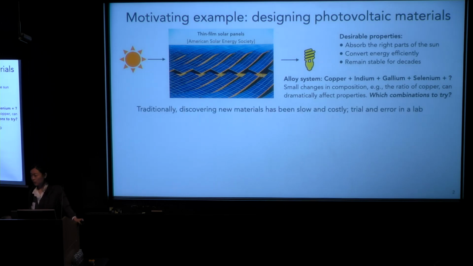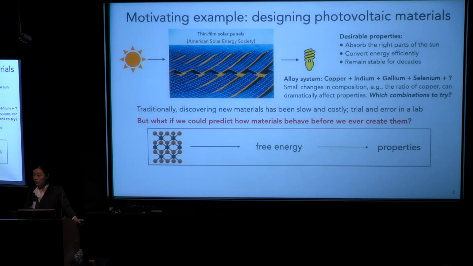Traditionally, discovering new materials has been slow and costly, relying on a lot of trial and error in a lab. But what if we could predict how materials behave before we ever create them? There's a huge opportunity to design computational methods to accelerate this process. In a nutshell, the properties of a material depend on how the atoms are arranged in space, which in turn determines the free energy, a quantity that tells us about the stability and functionality of the material.